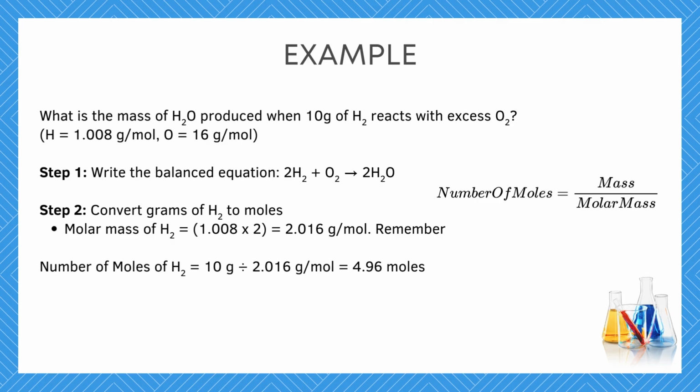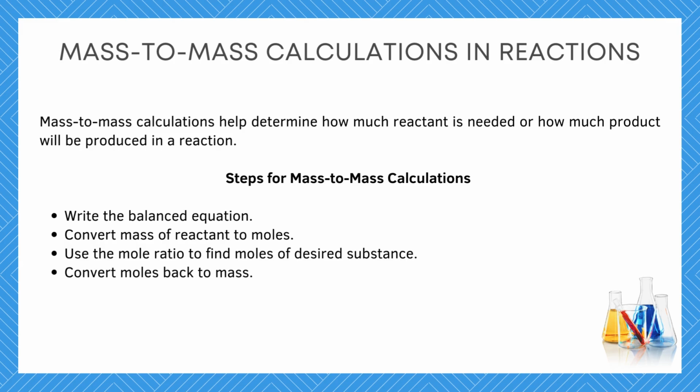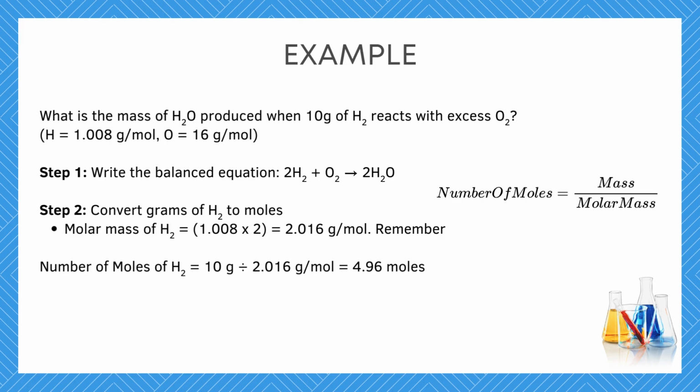So back to what we're talking about. We have the balanced equation written down here. The next step says convert mass of reactant to moles. And the question says, what is the mass of H2O produced when 10 grams of hydrogen? Now we have 10 grams of hydrogen. We are required to convert it to moles.